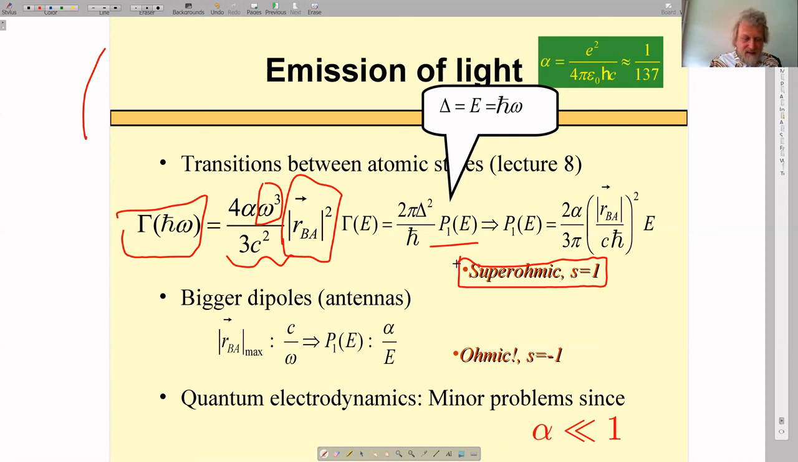But wait a sec. This rate was small and the frequency dependence was small because of the dipole approximation, because in atoms, dipole moments are small. Let's talk about bigger dipoles, right? To have better emission, if I'm talking about antennas, I have to make the size of the antenna of the order of wavelengths. For radio waves, it results in very big antennas, all these sending masts. So it must be of the order of wavelengths. If we substitute a dipole moment of the order of wavelengths, that's what we got for P1 of E.